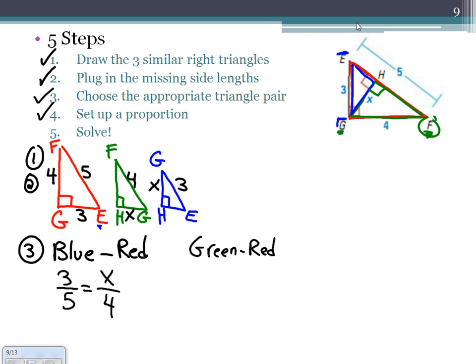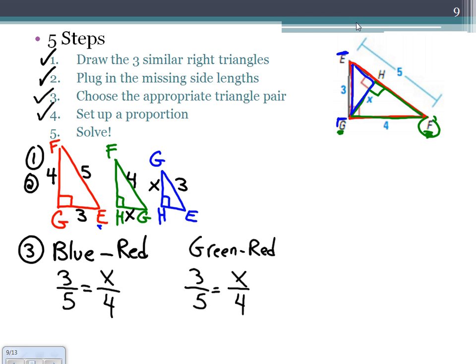What would my proportion be for the green and the red? Alicia? 3 over 5 equals x over 4. Well, what do you notice? They're the same. It will be the same answer. And that's what we expect, because x can only be one value, right? So even though we did this 2 different ways, it wouldn't make sense if you got one answer, Ernest, and I got a different answer for the same problem, right? So in this case, x has to be the same, so we should expect those to be the same.